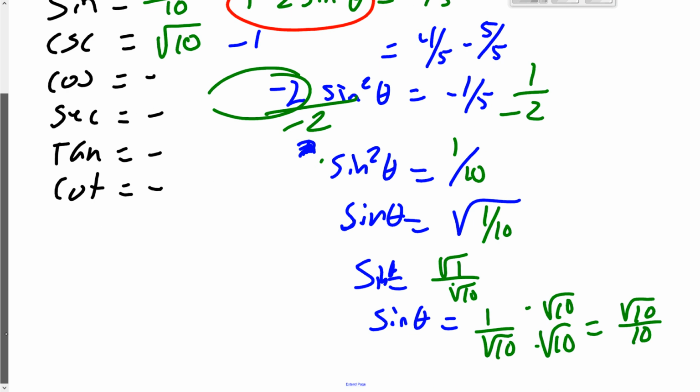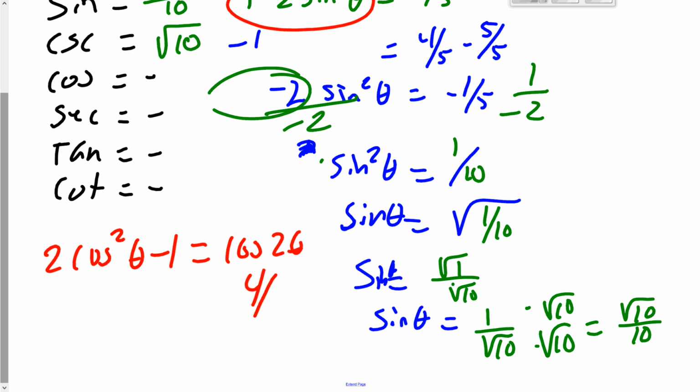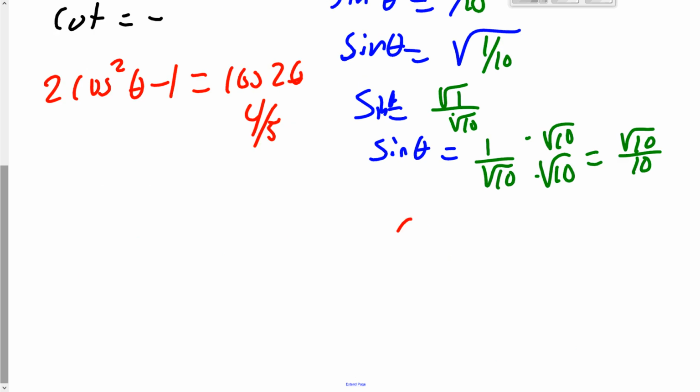And now we can do cosine. Cosine we can do several different ways. We could use the cosine double angle formula, which is 2 cosine squared of theta minus 1 equals cosine 2 theta, and our cosine 2 theta is 4/5. So we could use this, or we could use the Pythagorean identity that says, hey, cosine of theta equals the square root of 1 minus sine squared of theta. So you could use that one as well.